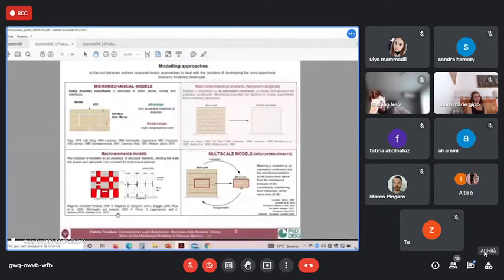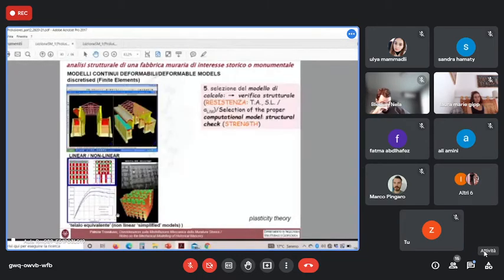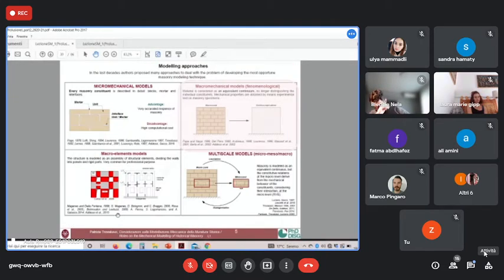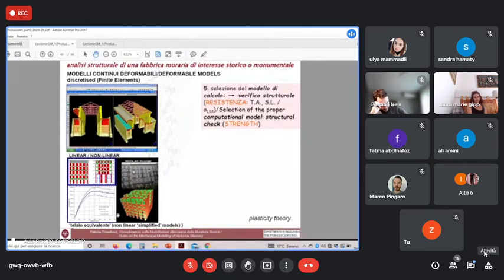This approach can be named macromechanical model. Macromechanical model means to use simplified models to describe a structure. And this is a case of a macromechanical model in which you can see in this slide the building is represented using a finite element formulation. Do you know which are finite element codes? These are some commercial codes for performing any kind of structural analysis that are also used for masonry, as well as for any other kind of materials which constitute the building.